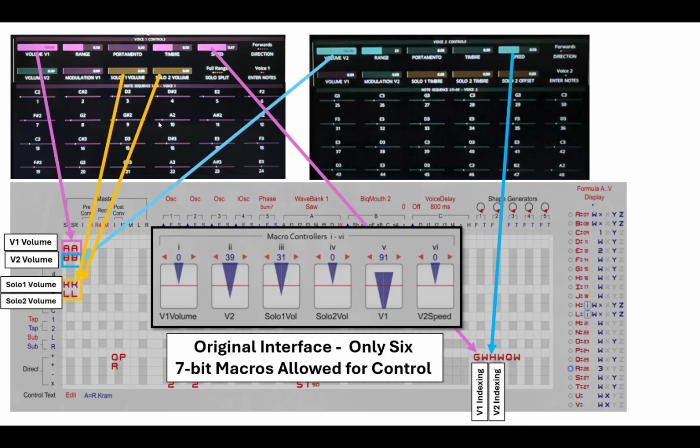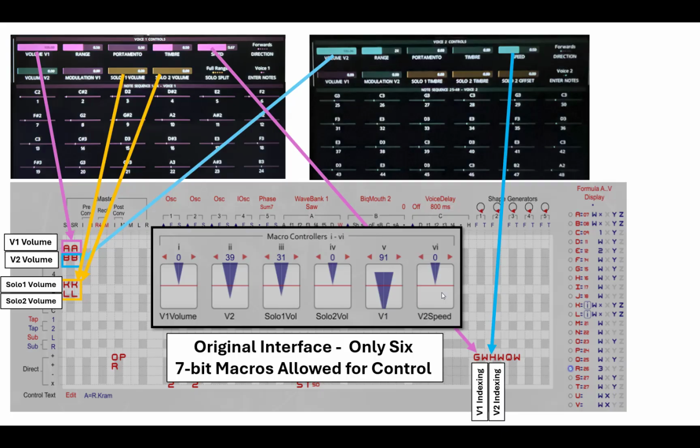Now, in the old days, before the overlay interface was added, I could still do something like this, but the old interface only allowed 6 macros, 6 7-bit macros to be controlled externally. So if I wanted to do a similar application before the overlay interface, I would be limited to only having 6 controls. Maybe the volume controls for each of the outputs, and maybe indexing speed control, for example, for the 2 voices, but that's all I'd be allowed to do.